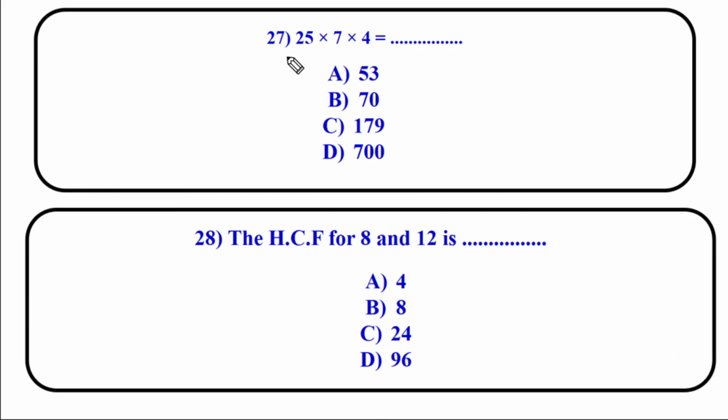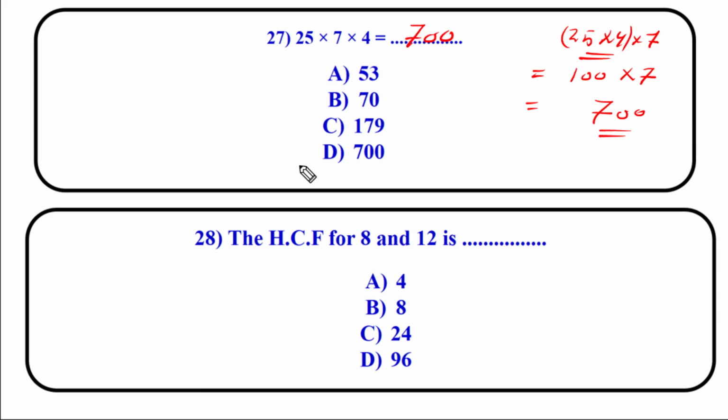Number 27, 25 times 7 times 4. We can rewrite this expression as 25 times 4 times 7 to make it easy. So we studied before that 25 times 4 equals what, guys? Equals 100. 100 times 7 equals what? Just write 7 and bring down 00 to its right. So the product here is 700. So the correct answer here is D.